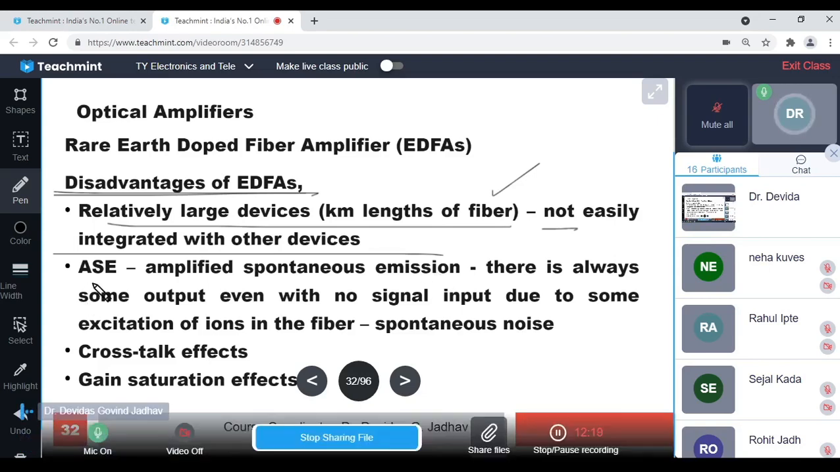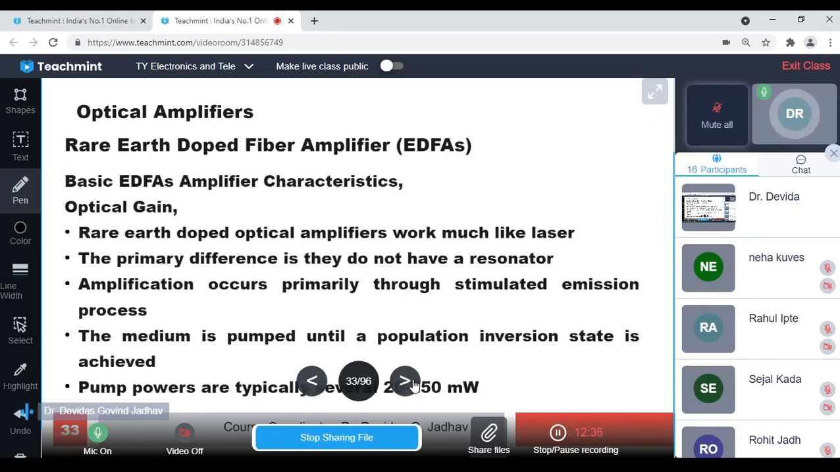And it has one more disadvantage, which is ASE, that is amplified spontaneous emission, where without any input, output is generated, and this is the spontaneous noise. And there are crosstalk effects, gain saturation effects are also there. These are all disadvantages of EDFA, but EDFA is the most suitable amplification system.